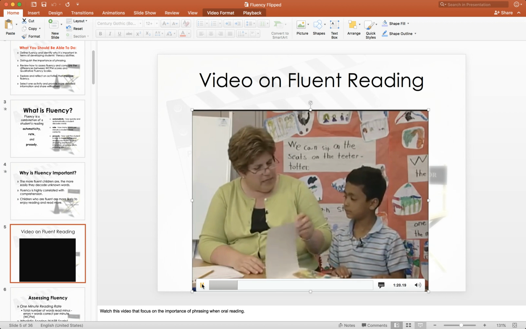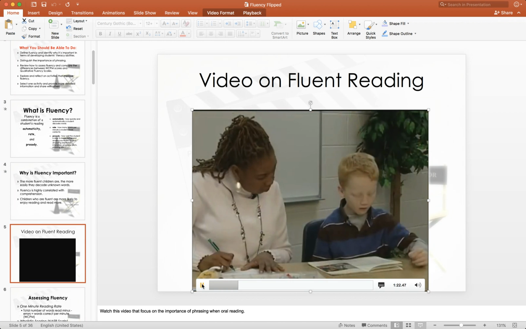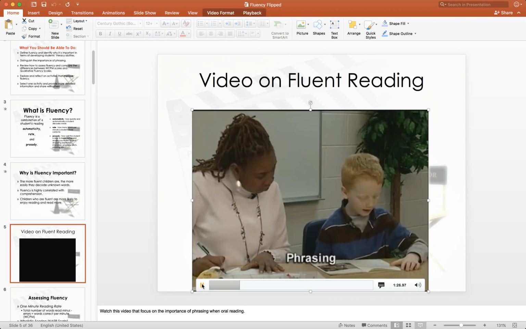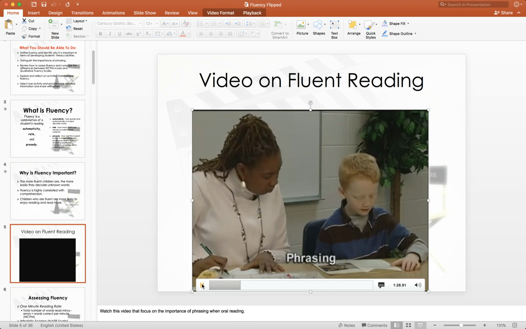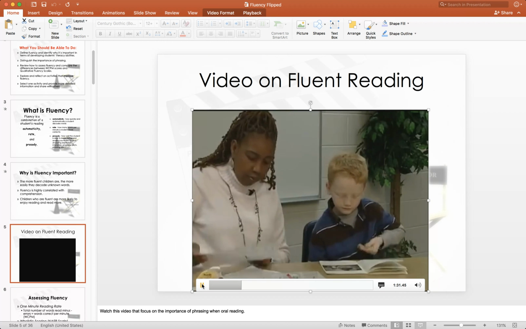An important feature of fluent reading is phrasing. When readers pause appropriately between phrases, clauses, and sentences, they can access language structure units that support the meaning of the text.